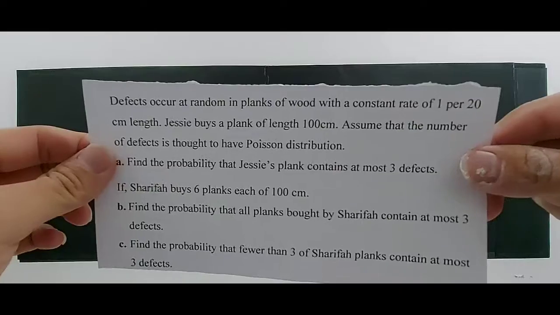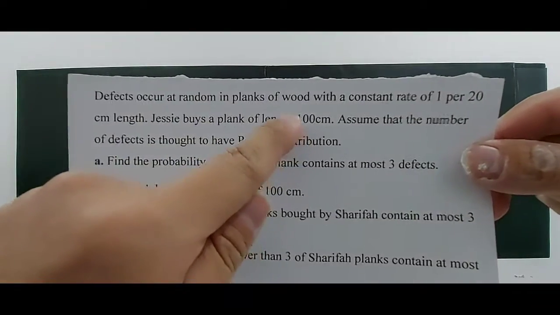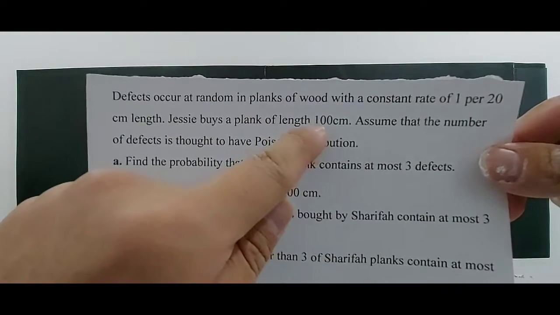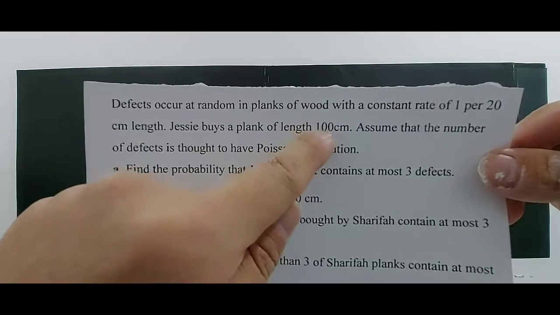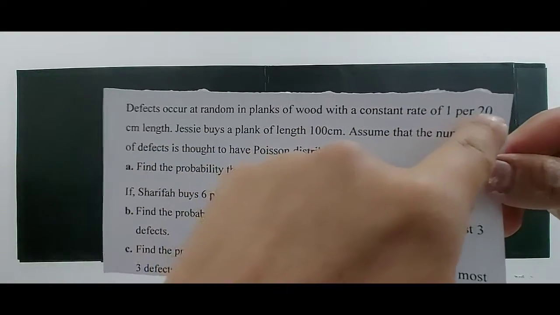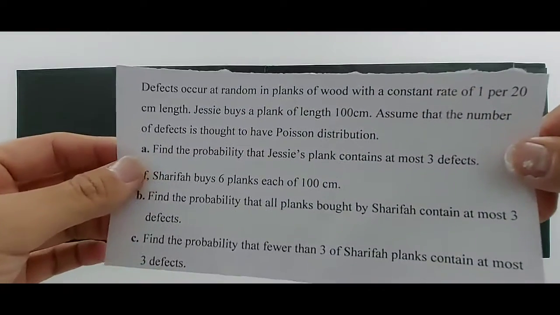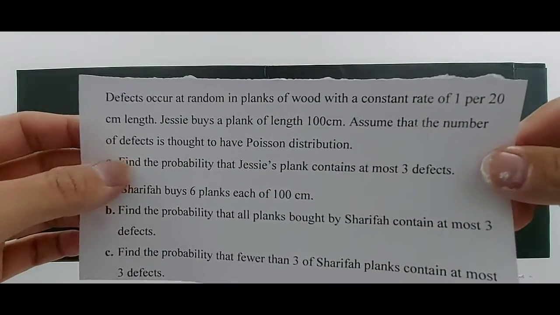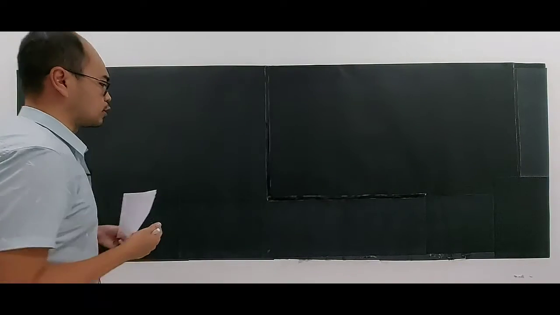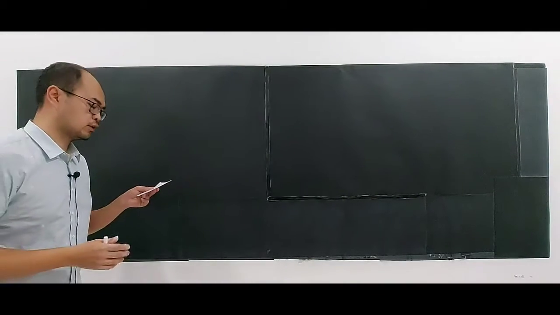Jesse buys a plank of 100 cm. So definitely the mean will change, because in 20 cm you have one defect. Assume that the number of defects is thought to have a Poisson distribution, which means the mean is the same in each interval here.